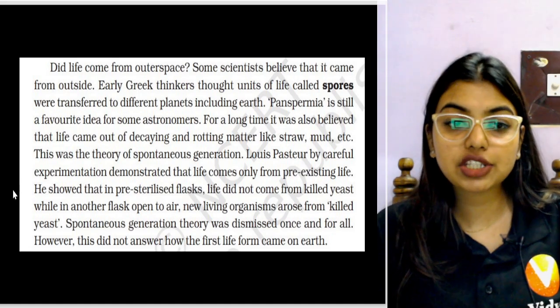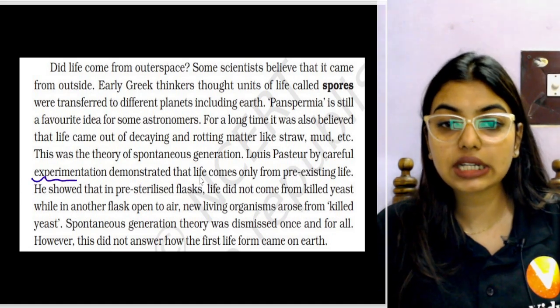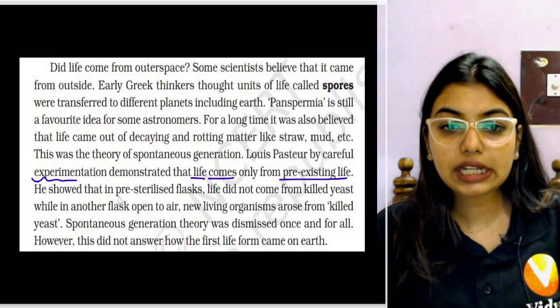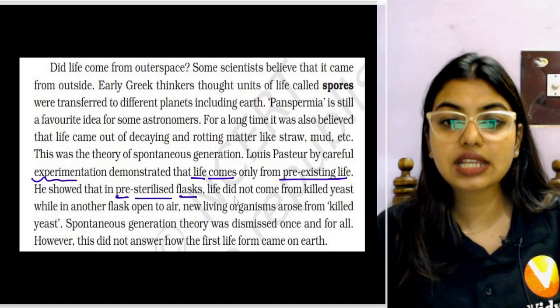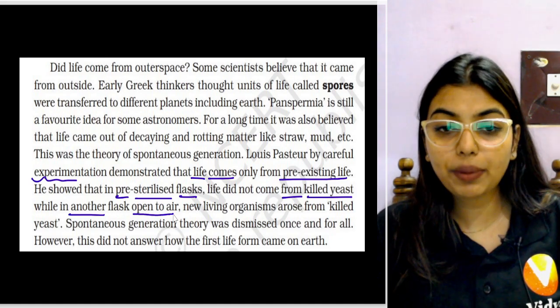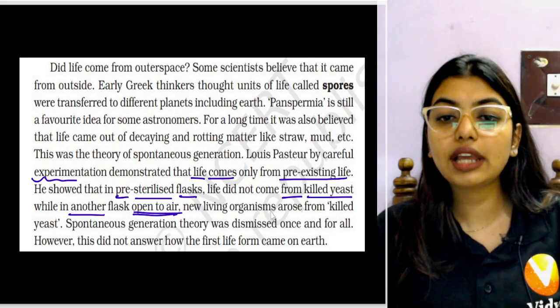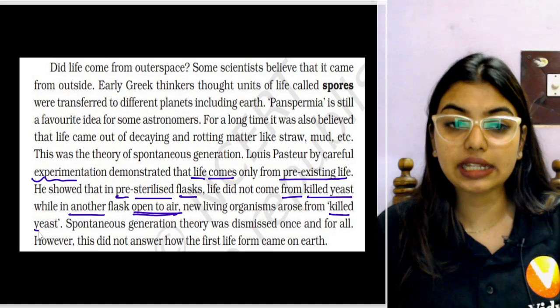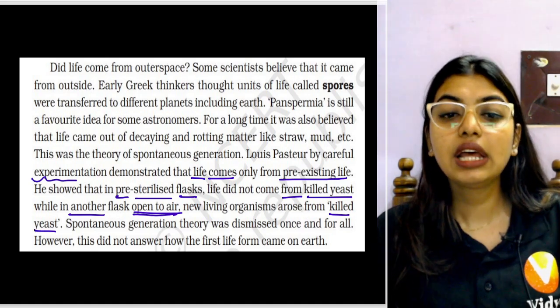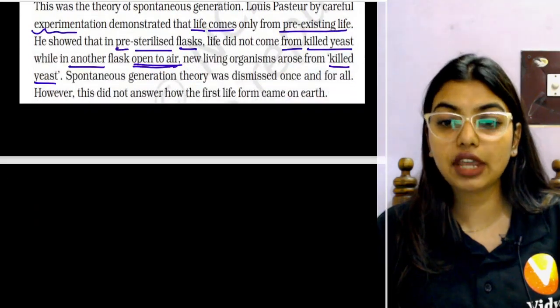Louis Pasteur, by careful experimentation, demonstrated that life comes from pre-existing life. He showed that in a pre-sterilized flask, life did not come from killed yeast, while in another flask open to air, new living organisms arose from killed yeast. So the spontaneous generation theory was dismissed once and for all. However, this did not answer how the first life came on Earth.